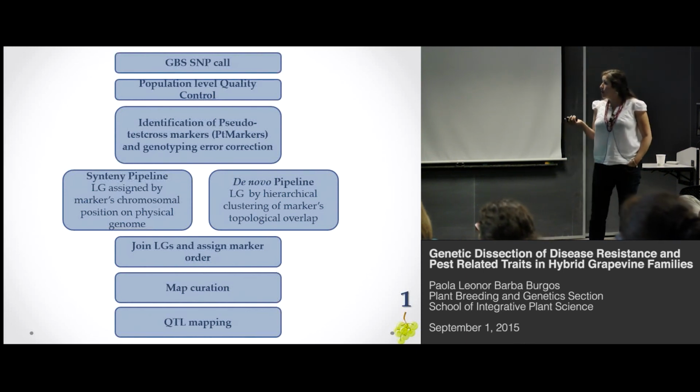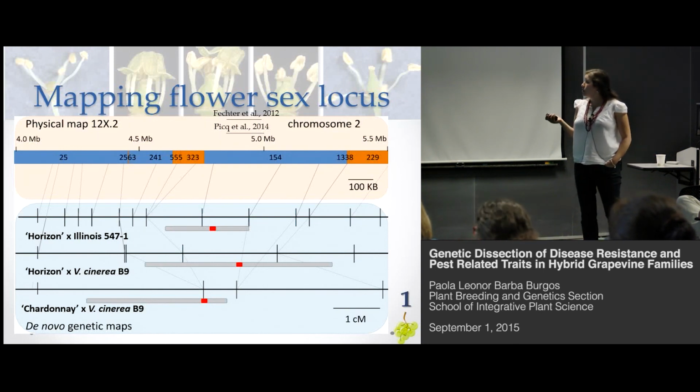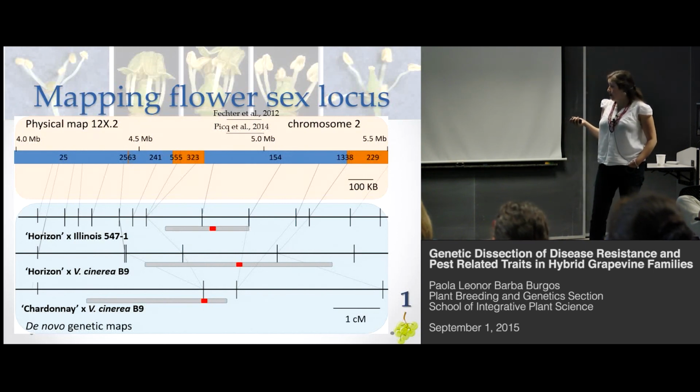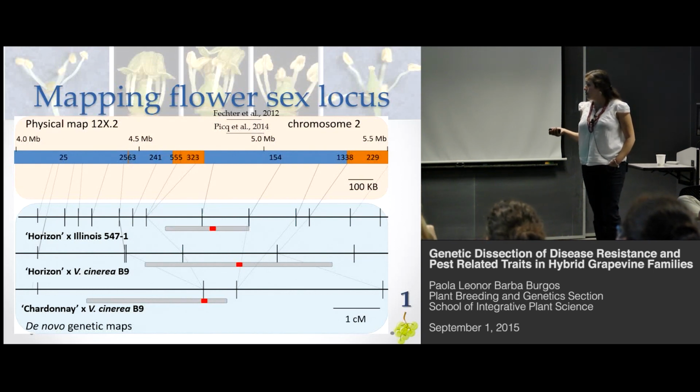What we used was to map the flower sex locus, which has been characterized and is well known where it is located. So in the upper part of the figure, you have the physical map for chromosome 2, and in the lower part, there are 3 genetic maps that we created. This is the region where the sex locus has been identified, and we were able to map it in the 3 genetic maps exactly in the same region for these 3 populations.